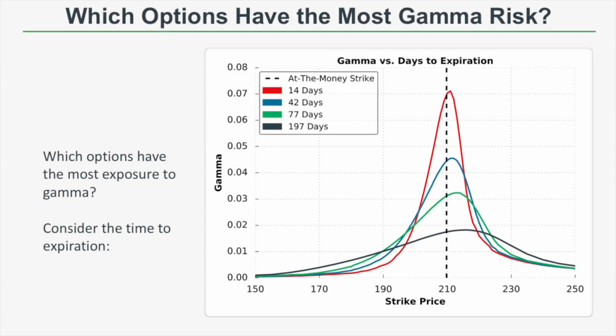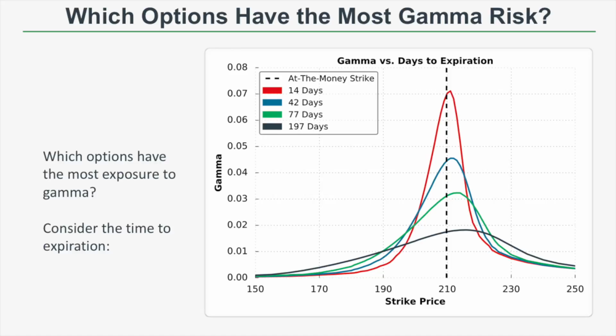So another factor that contributes to an option's gamma exposure is the amount of time until that option expires. So in this visual, we're looking at the gamma values for every single option at every strike price, and we're looking at those gamma values in different expiration cycles. So the red line is the 14-day expiration cycle, and the dark line is the 197-day expiration cycle. So as we can see here, the at-the-money options have the highest gamma values over all time frames. However, the nearest term option cycle has the most gamma exposure for the at-the-money options.